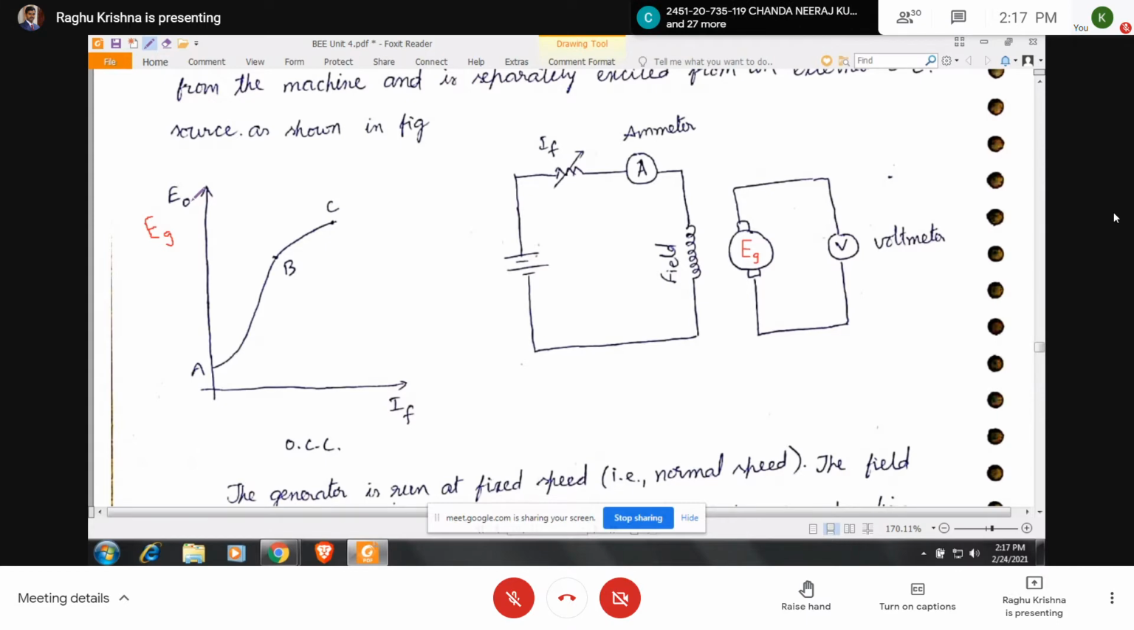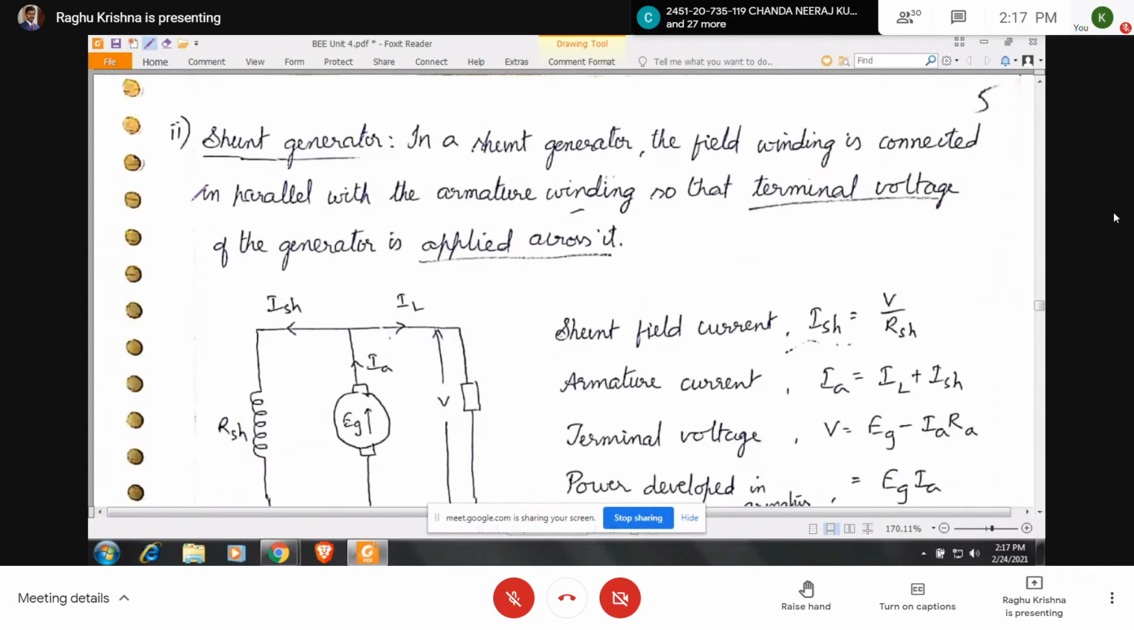So here you have already seen, here EG is there, here V is there. V depends upon the load. More load means more current, and more current means V reduces. So V equal to EG minus IA RA. Suppose there is no load, if the secondary is open, so if you disconnect this load, V will be equal to EG because IL will be 0. But you will be having a small value of IA.